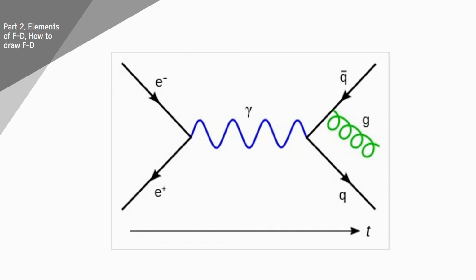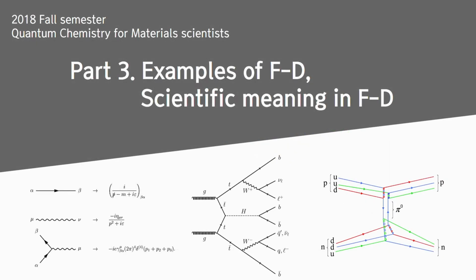The electron in the initial state is represented by a solid line with an arrow pointing toward the vertex. The positron in the initial state is represented by a solid line with an arrow pointing away from the vertex. The photon formed by the collision of electron and positron is represented by a wavy line. The quark and anti-quark formed through the annihilation process are also represented by solid lines with arrows, and a gluon is formed by a quark or anti-quark.